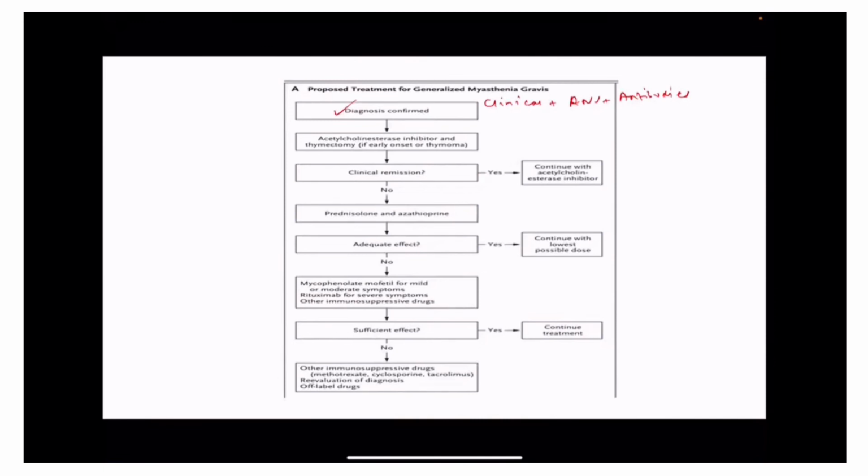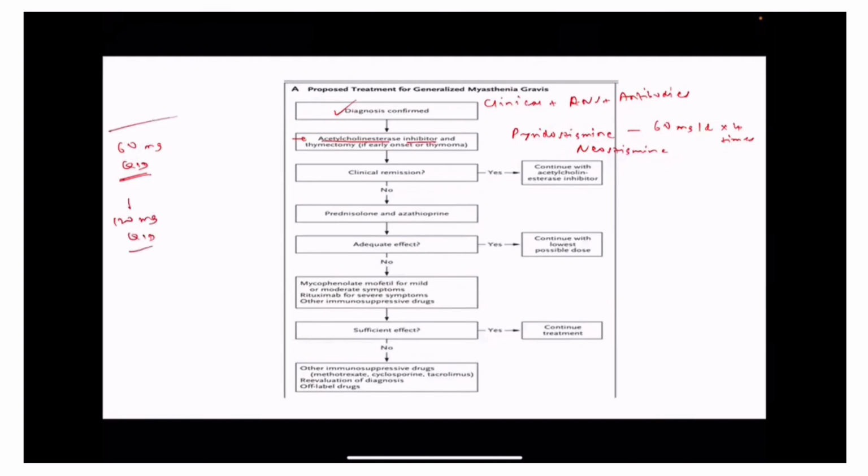So once you confirm this, what will you give? Acetylcholinesterase inhibitors, obviously. Now which are these drugs? Pyridostigmine and neostigmine. Pyridostigmine we usually give to our patients, and the dose is 60 milligrams, 4 times per day. So 60 mg we give 4 times, and we can increase it up to 120 mg QID.